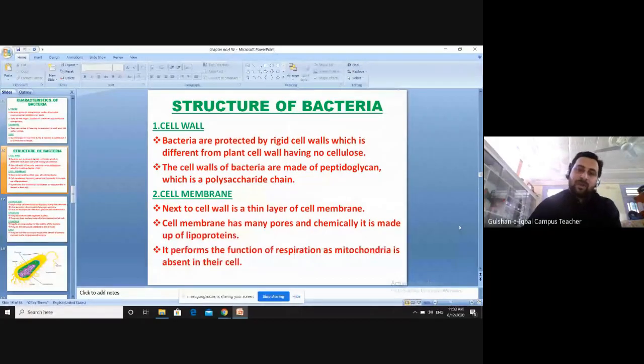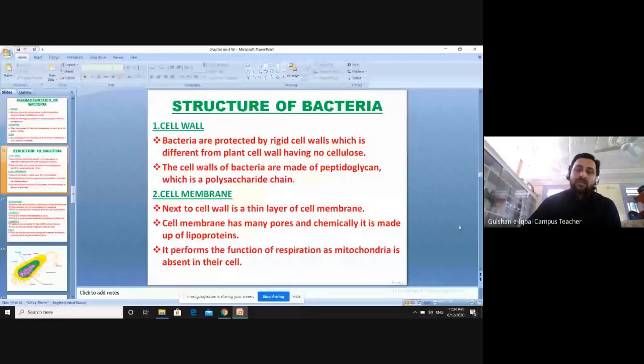Then the cell membrane. The first layer is the cell wall, the second layer is the cell membrane, which is present in all cells. Okay, so after the cell wall, we have the cell membrane. A cell membrane has many pores in it, which is basically made up of lipoprotein. Lipo means lipids, fats, and protein, you know, are compounds made from amino acids. So the cell membrane is made up of lipoproteins. The cell wall is made up of peptidoglycan. Peptidoglycan means protein plus glycan meaning carbohydrate. Lipoprotein means fats plus protein. So from these molecules, their cell wall and cell membrane are made.